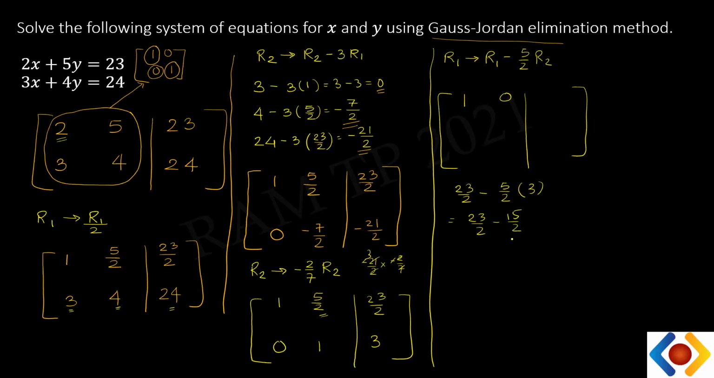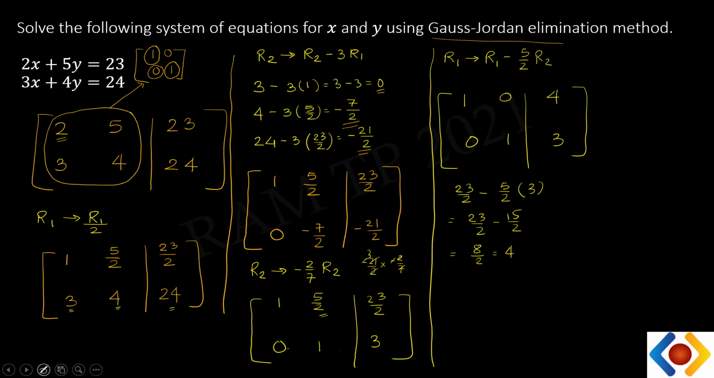15 by 2, which is 23 equal to minus 8 15 by 2. We have the same denominator, so 8 by 2 is nothing but 4. Right? So we got this as 4. We have not done any change to our 0, 1, 1, and 3. Now x is equal to 4 and y is equal to 3.